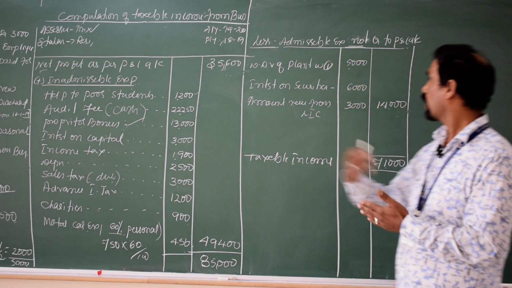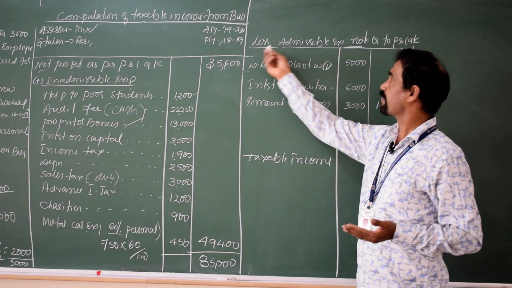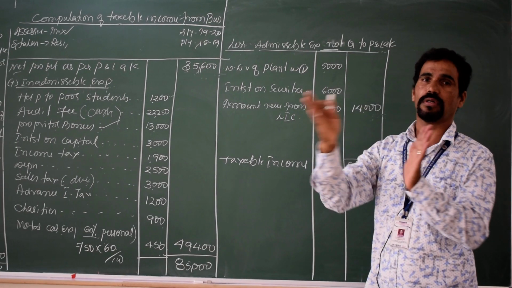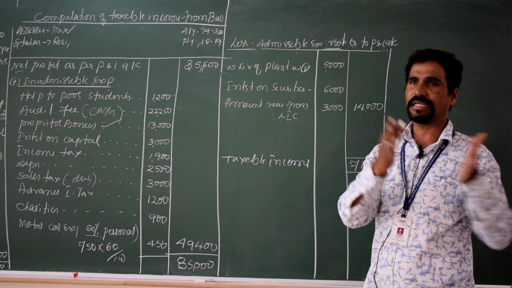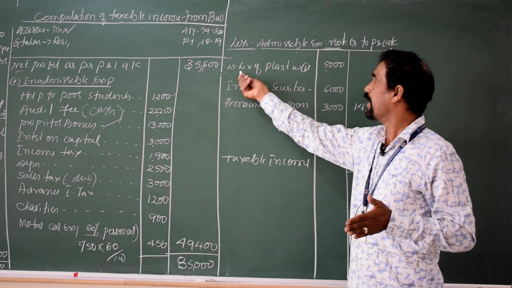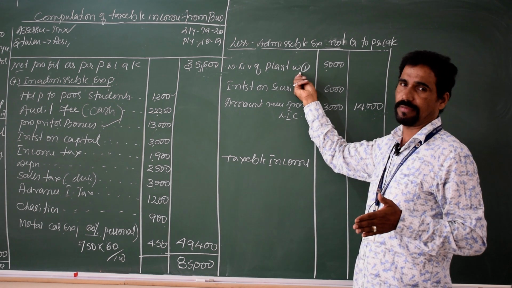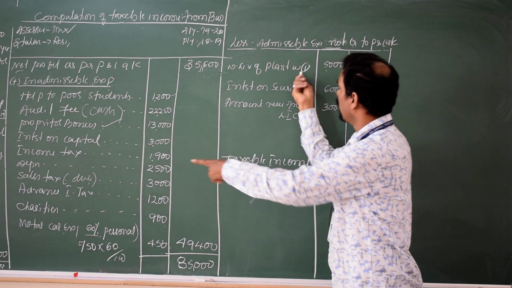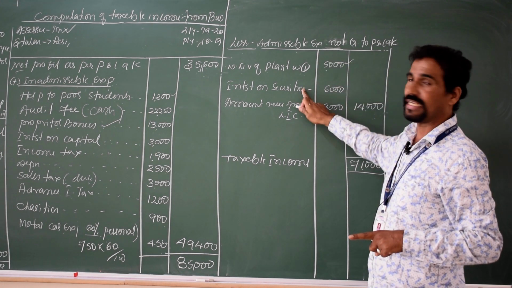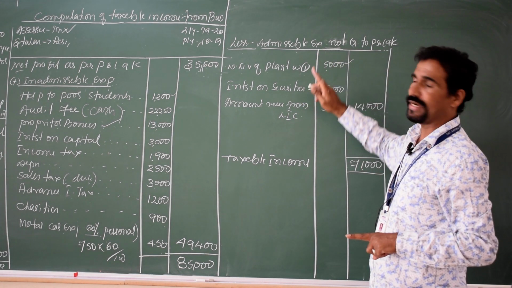Now come to the next part, less: admissible expenses not credited to the P&L account. I told you the P&L account comes in two parts, debit side and credit side. This is only for credit side incomes. First one is the written down value of plant and machinery. Already I showed the working note. As per the working note, rupees 5,000 is a less admissible item.